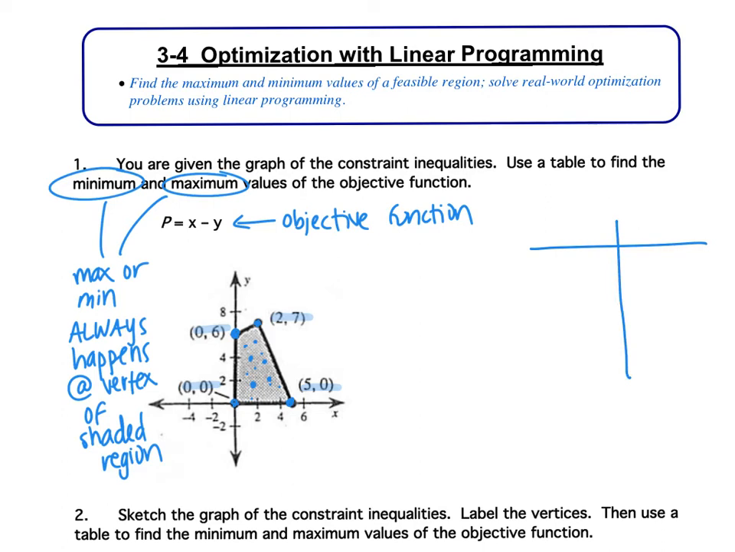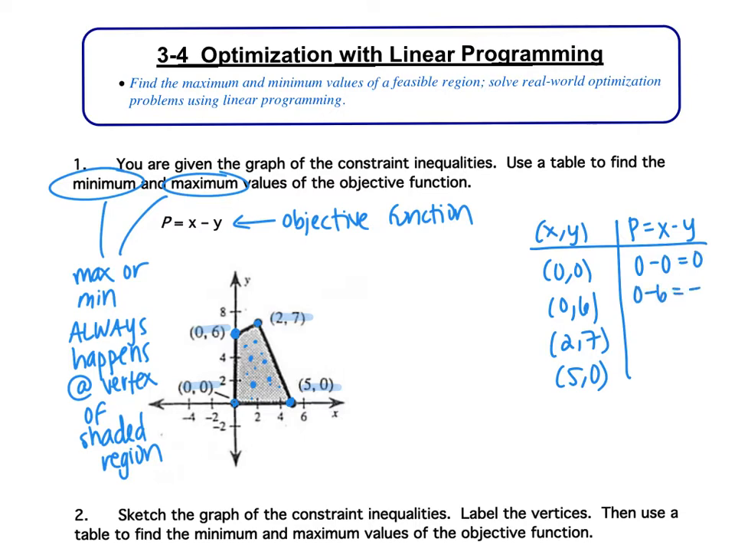So what you're going to do on your table, one side you're going to put all the points. The other side, you're going to be plugging those points into the objective function. So if I list all my points out, I have (0, 0), (0, 6), (2, 7), and (5, 0). So plugging them in, 0 minus 0 will give me 0, 0 minus 6 will give me negative 6, 2 minus 7 will be negative 5, and 5 minus 0 will be 5.